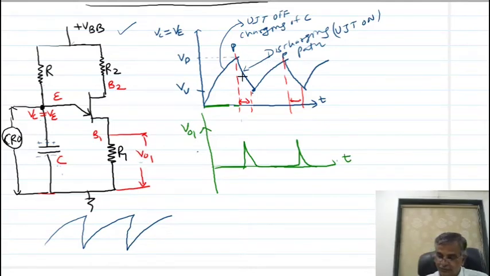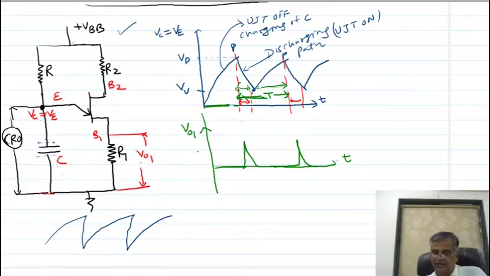But the periodic time of the UJT is this much. The periodic time of the sawtooth waveform for the UJT is this much. So actually I have to add the discharging time plus the charging time, but I will neglect the discharging time because it is very small. So the charging time can be taken as the periodic time.